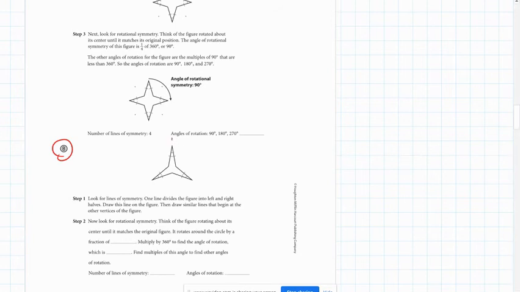All right, so this figure has 3 lines of symmetry. And there are 3 different pieces coming off of the center. So if you do 360 divided by 3, you get 120. So this is going to have 120 degree and 240 degree rotational symmetry.